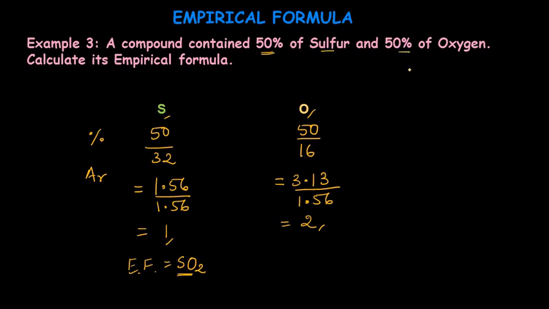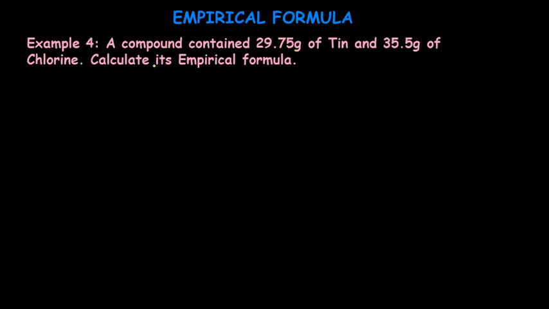present in a compound. What we had done is that we had divided the percentage by mass by the relative atomic mass, and then we get the simplest ratio by dividing both the numbers by the smallest number out of it. And then we get the empirical formula. Let's understand with one more example here.